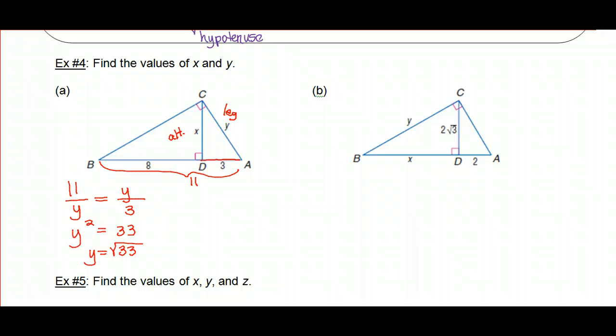Okay, questions on that one? Okay, can somebody give me the setup for the altitude, 8 over x?